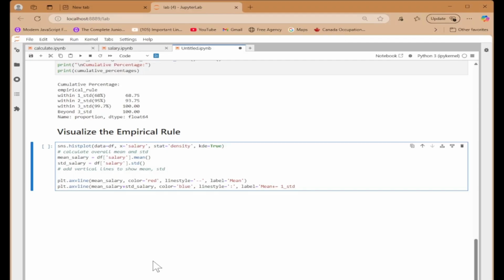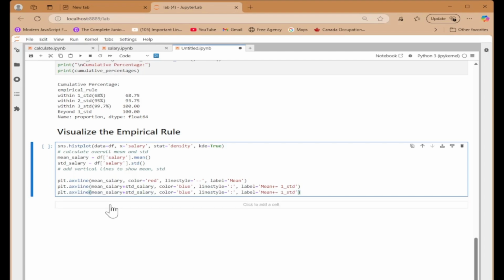Remember, standard deviation on both sides. On the right side of the mean as well as the left side of the mean, 1 std. That is for the plus side; we need the exact same thing for the other side. So all we need to do here is, instead of plus, we will do minus. That gives you 1 standard deviation away from the mean on both sides in blue color.